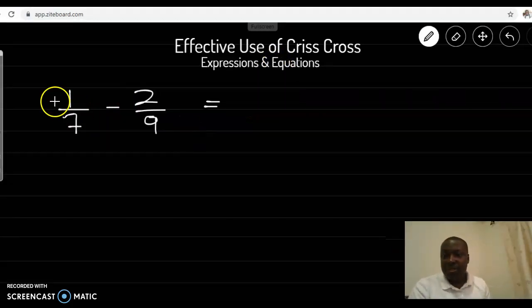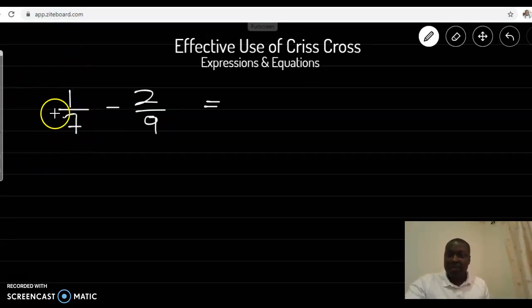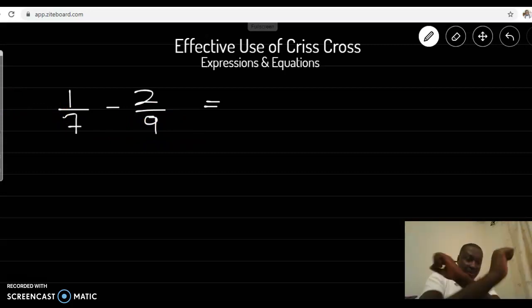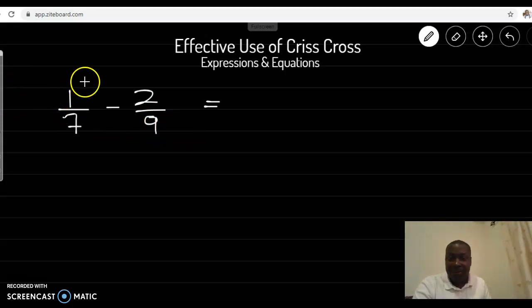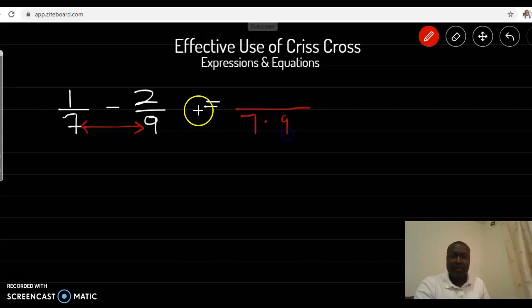All right, let's use it for the second example. So here you have 1 divided by 7 minus 2 divided by 9. We can use the same Criss Cross method to solve this. Remember, this is an expression. So here we multiply the denominators. Put it here, 7 times 9. And then do Criss Cross, top to the bottom, across, top to the bottom.